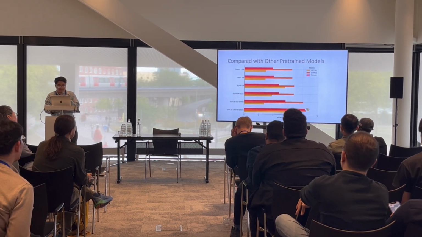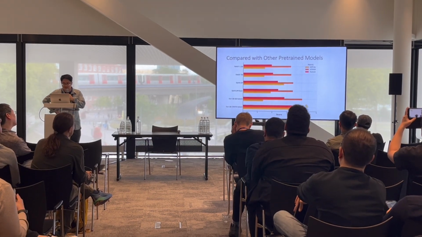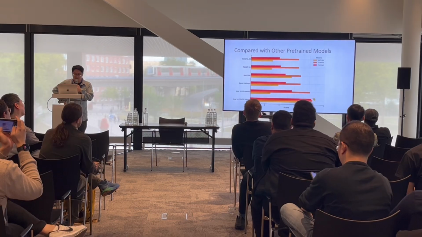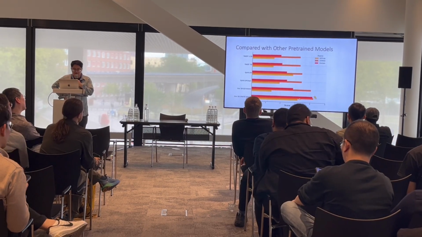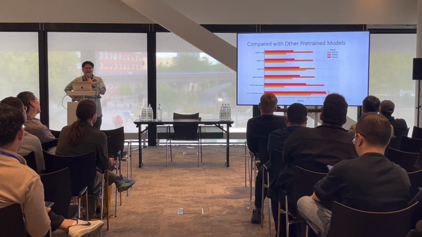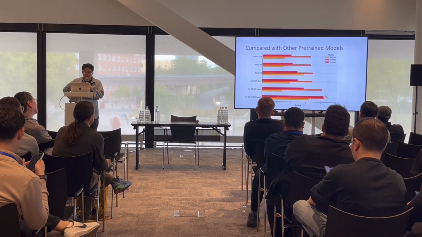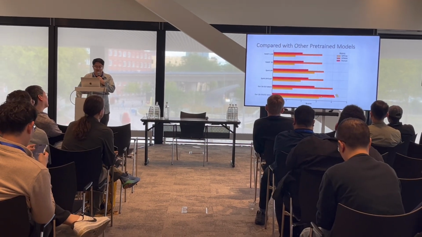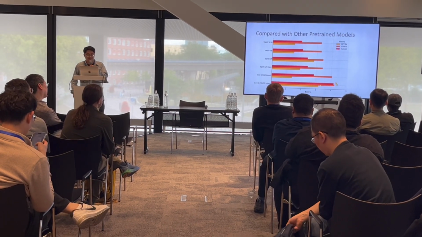And here is the result. The 3 different colors correspond to 3 different metrics. Here we compare with other pre-trained models, and you can find that our model, although significantly smaller than other models, achieves better performance. Usually people use 7 billion parameters today. Even though we have a smaller model, we achieve better performance.